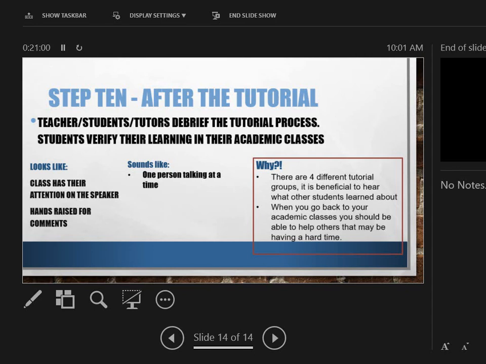And then when you go back to your academic classes, you should be using what you learned in your tutorial. You should be the one who can help the other students in the class because you have a greater understanding of what you've been learning about through the tutorial process.